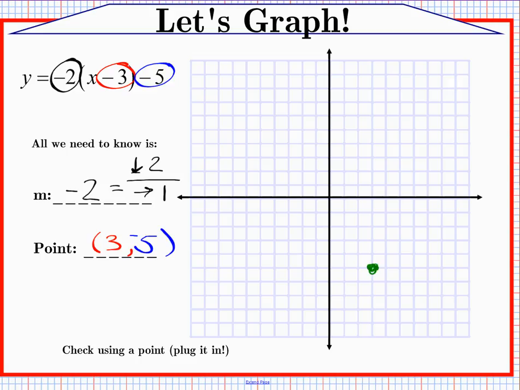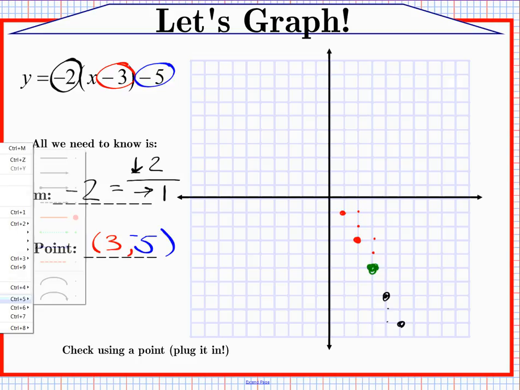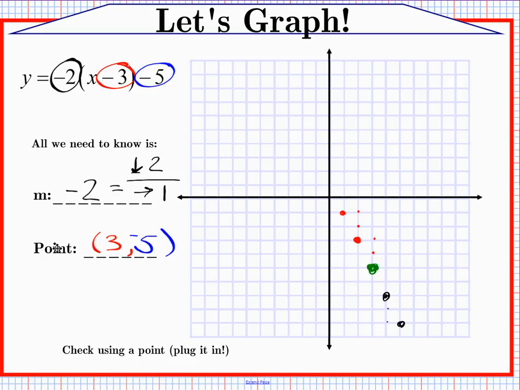Now, from there, I'm just going to follow my slope. So I'm going to go down 2, right 1, down 2, right 1. If I run out of space and I want to extend my line, I can go up 2, back 1 from any point. And when I've got that, I just use my ruler and I draw a line through those points. And there we go. There is a line.